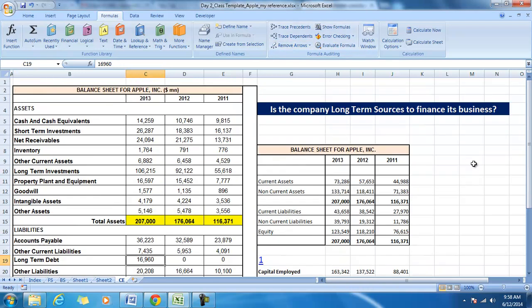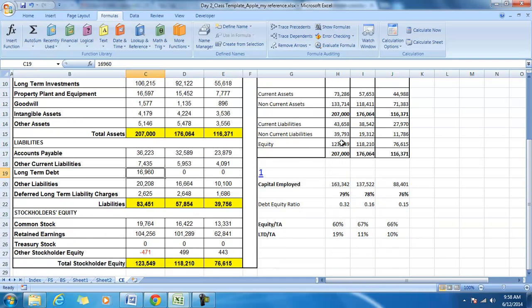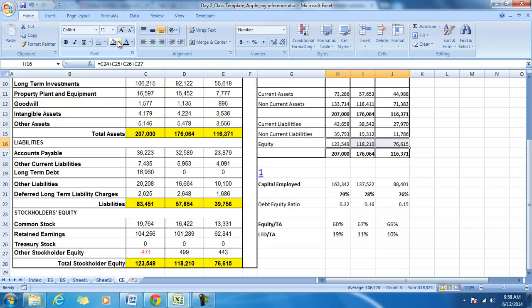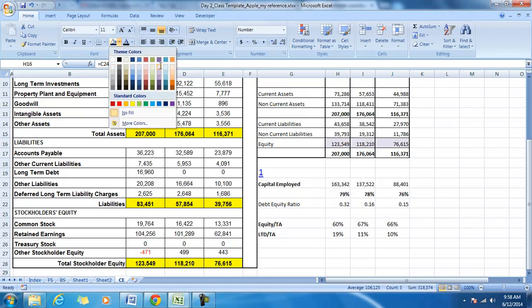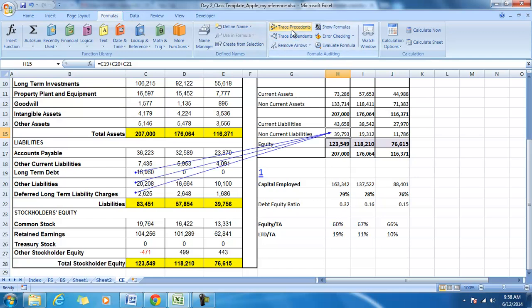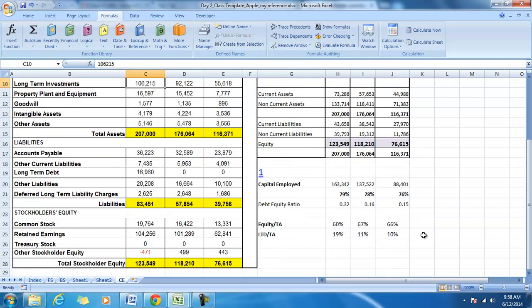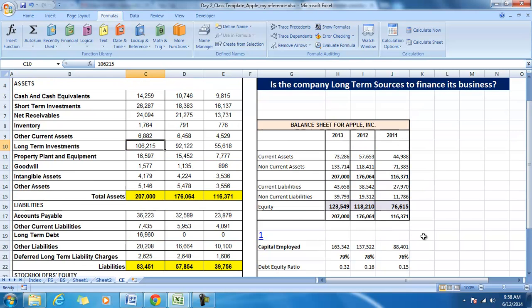So overall, Apple uses long-term sources, and in the long-term sources it is the equity which accounts for a significant part of the total financing by long-term sources. However, in the latest year, the company has taken a significant amount of long-term loan, which is $16,960 million. So what did they do with that money? Maybe it's an acquisition of assets, maybe because of some long-term investment, which we'll examine when we see the asset side of the balance sheet.